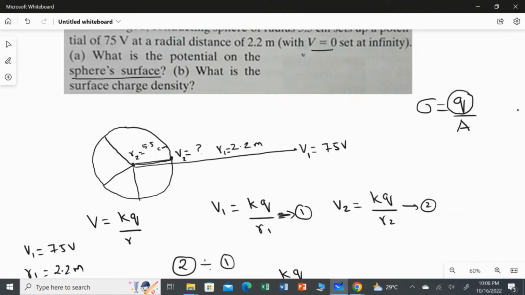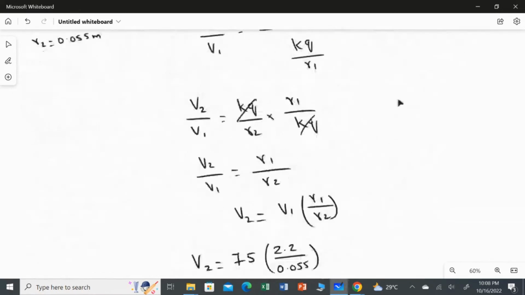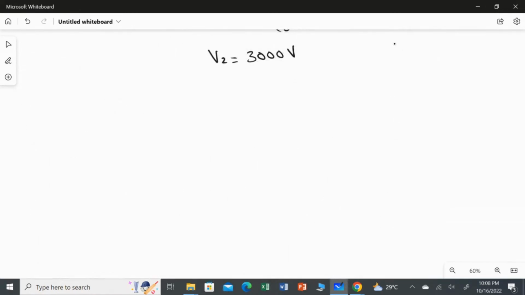For getting the value of this charge Q, either you can use equation 1 or equation 2. Both will give the same answer. For my calculations, I'm going to take the second equation. If you want to use the first equation, no problem. You'll get the same answer. So what is our second equation? V2 is equal to KQ over R2. I'm going to rearrange this equation because we are going to find the charge. Therefore, Q is equal to V2 R2 over K.